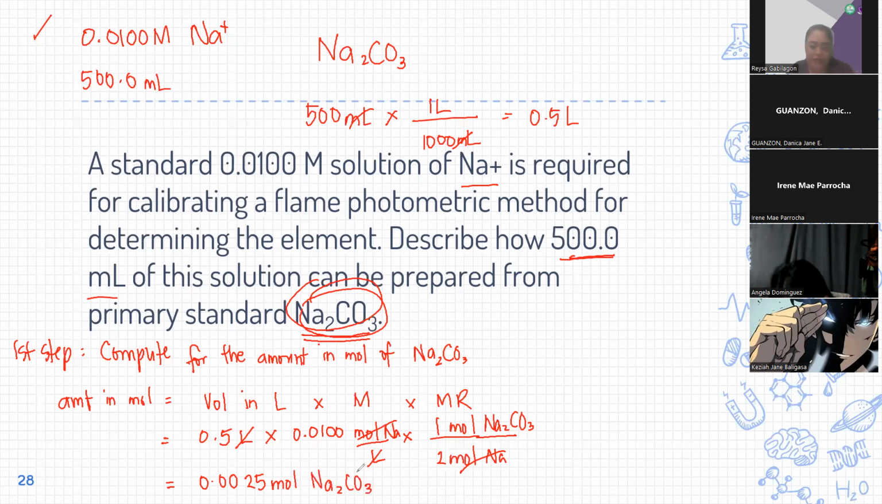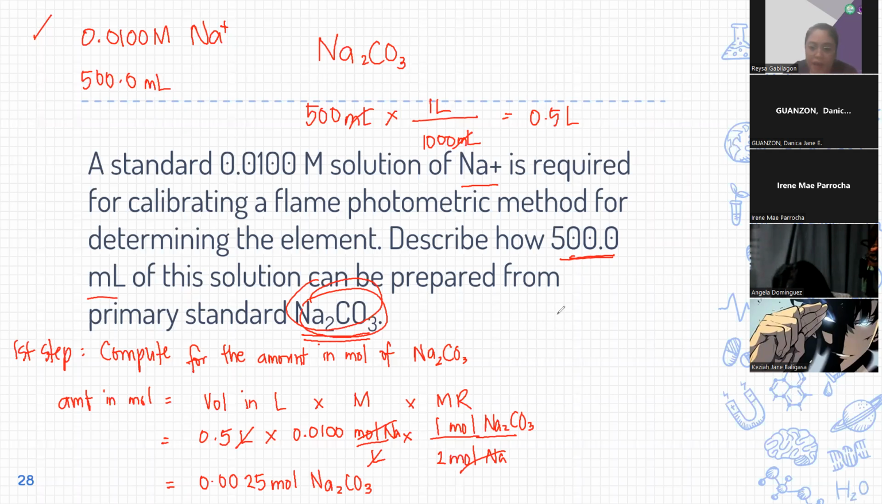Okay. So, that's the first step. We have to get first the amount in moles of sodium carbonate, taking into consideration our required concentration and volume of the sodium ion only. Okay? Once you have the moles of sodium carbonate, we can actually proceed with the next step.